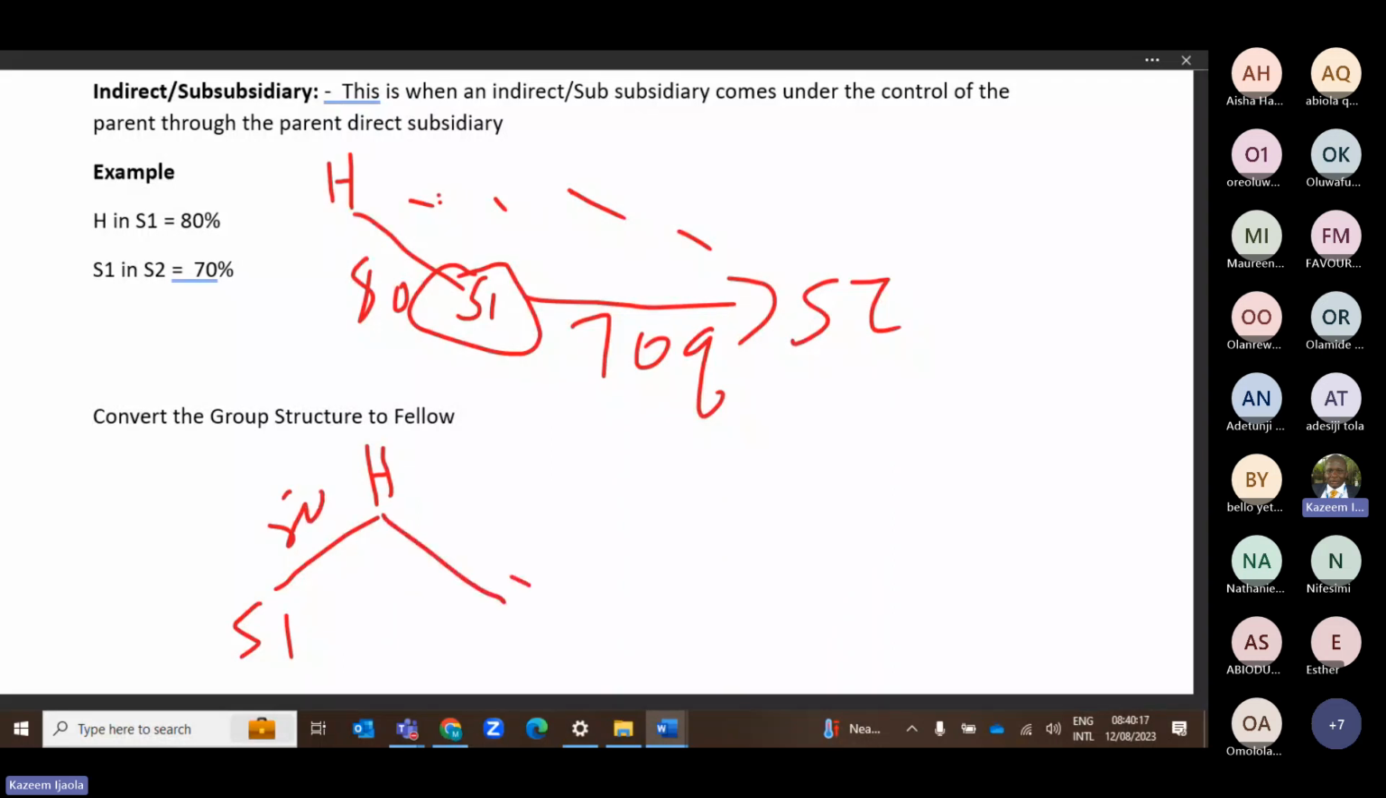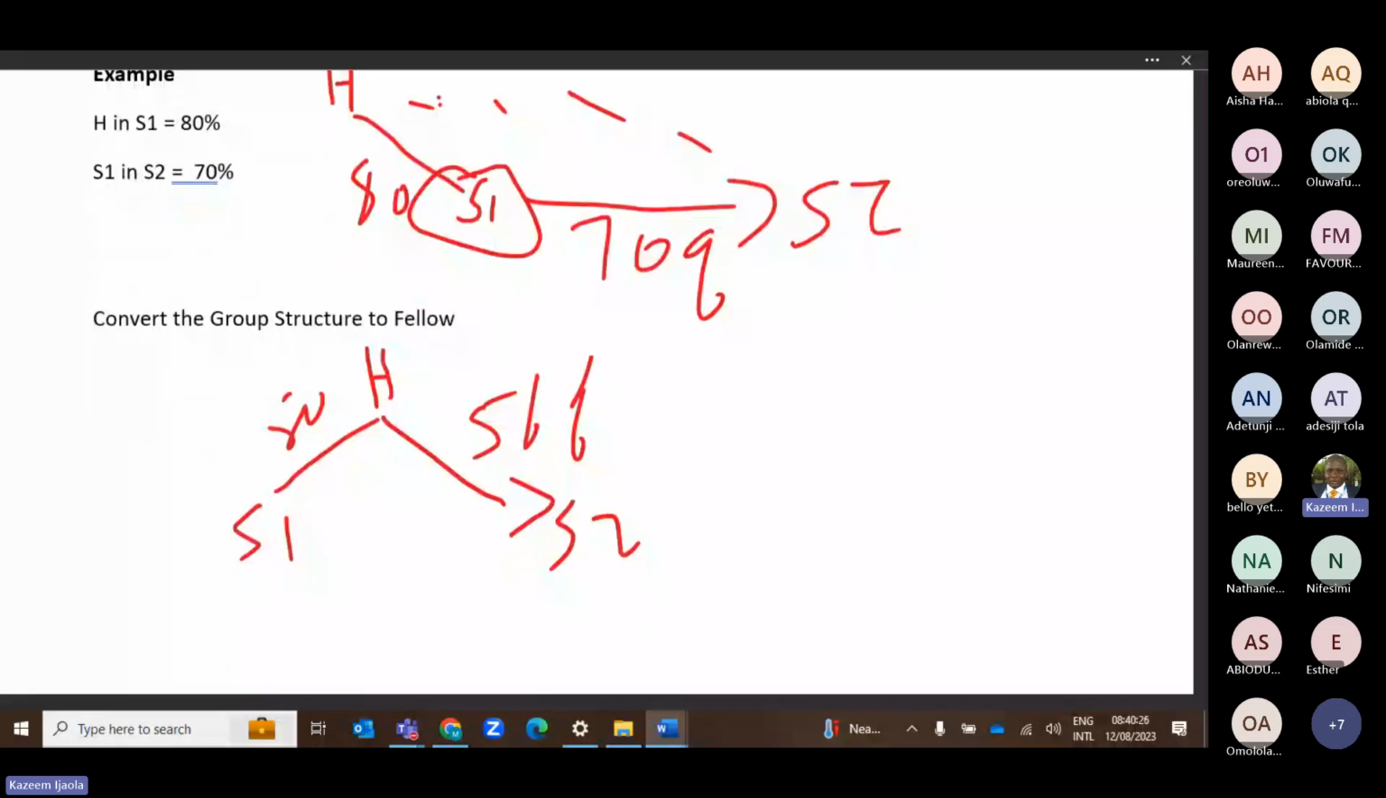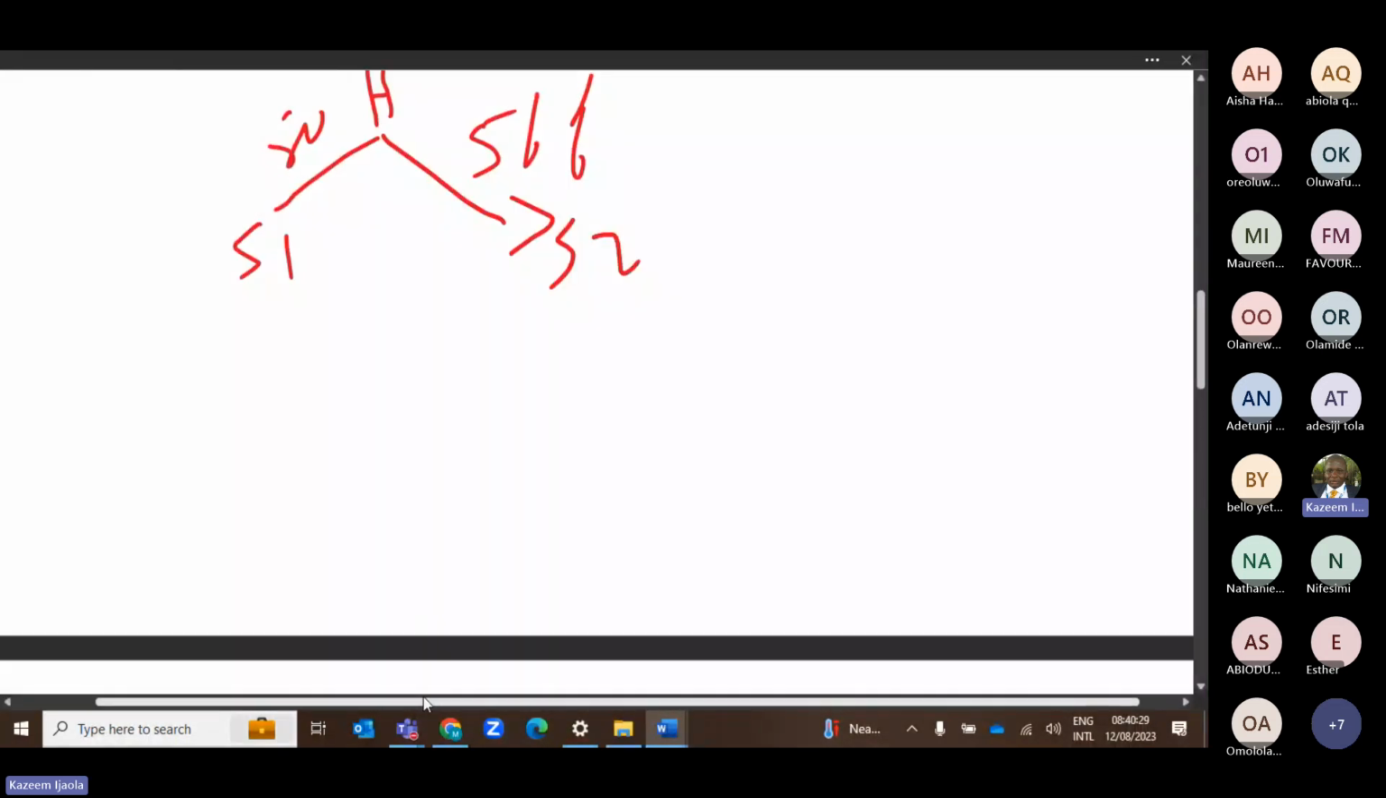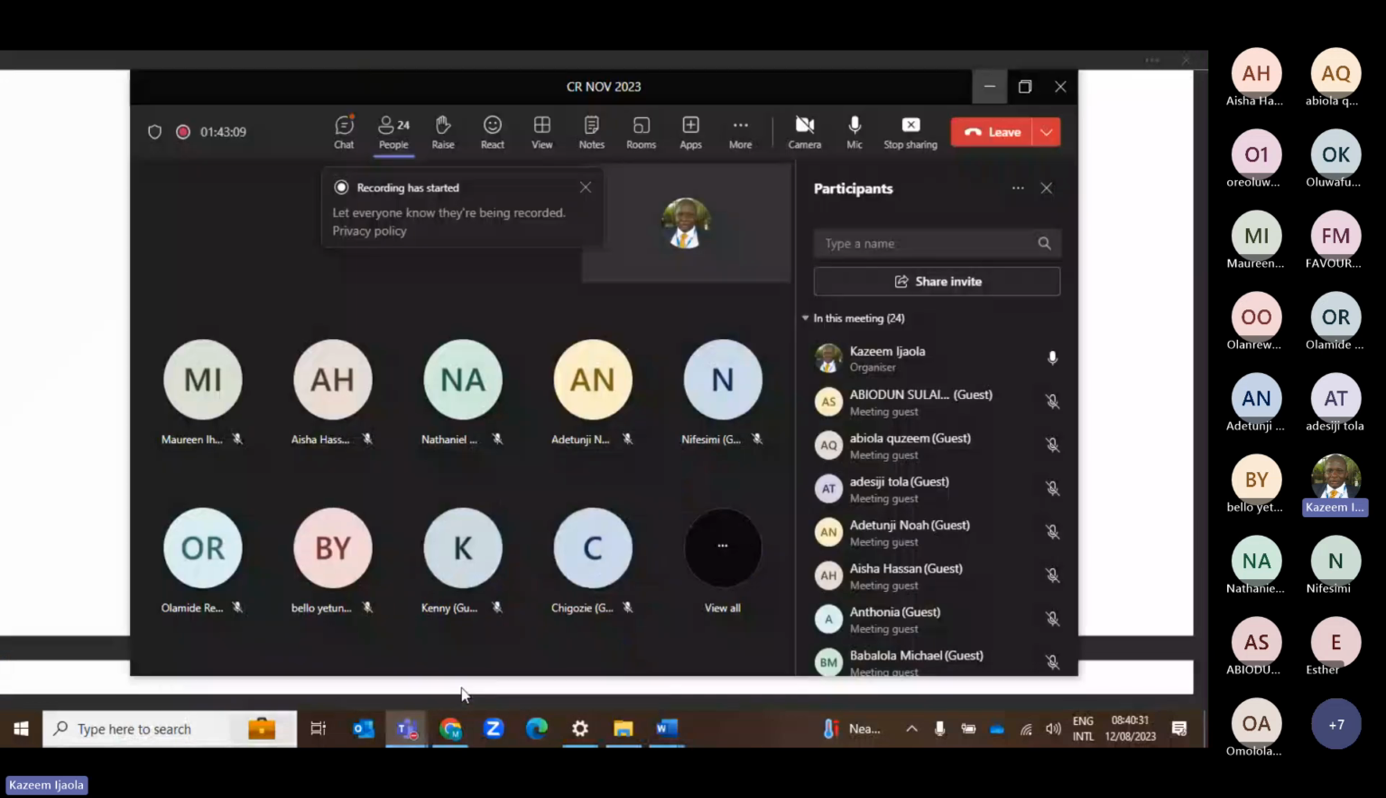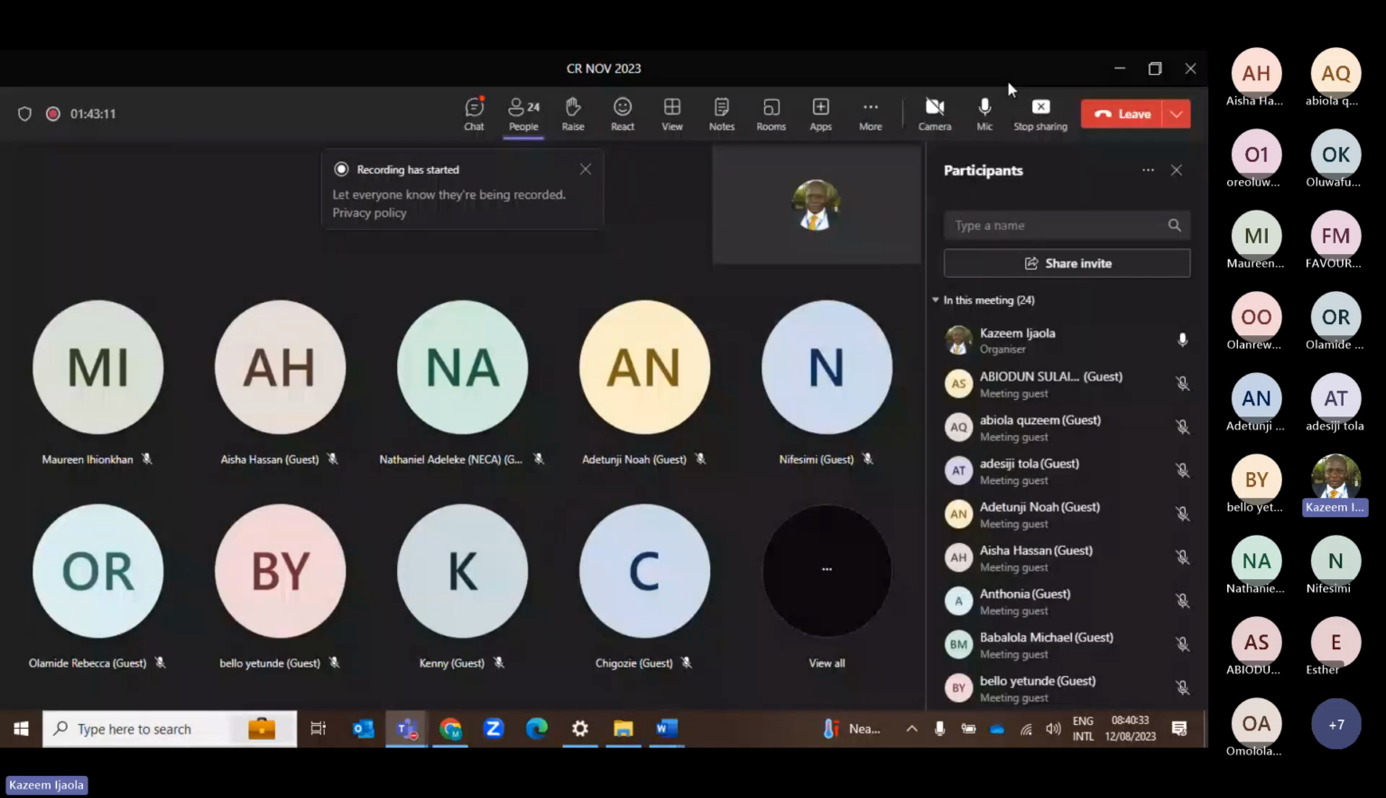I don't know if this analysis is much better now. Before I move on to the third one, we still have other principles to discuss under the third one. Is this analysis clear to everyone before I move on to the third one? Sir, it's clear. Thank you so much. So this is how you treat your indirect subsidiary.